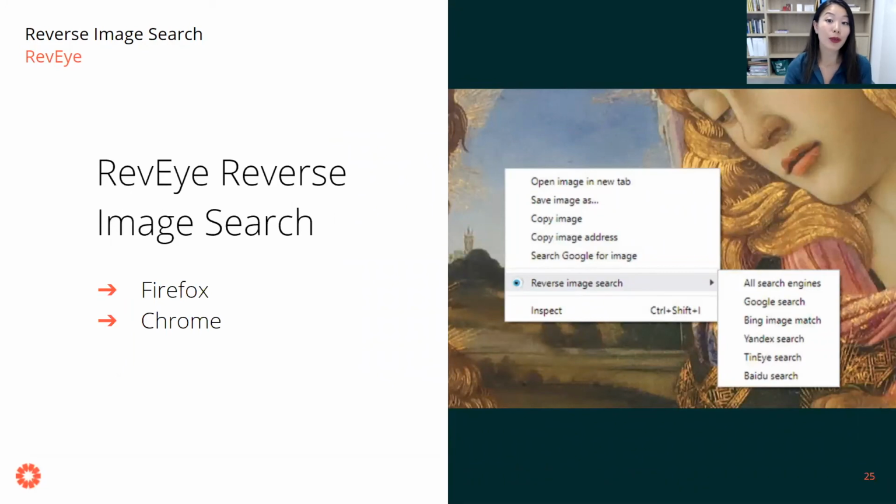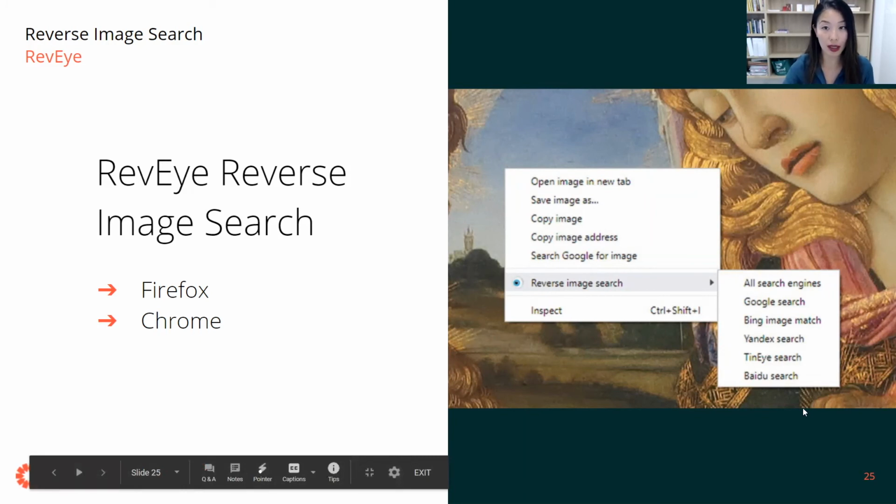One of the most useful tools is the RefEye reverse image search. It's actually an extension that you can get for Firefox or Chrome. And the thing that's great about it is when you install it, you can right-click on any image, and then you can run a search on any of these reverse image search engines, say Google, Bing, Yandex, or you can choose some of them. And then each of these will pop up in new tabs in your browser, which saves you a lot of time. And you can just click through them and see what kind of results you're getting.